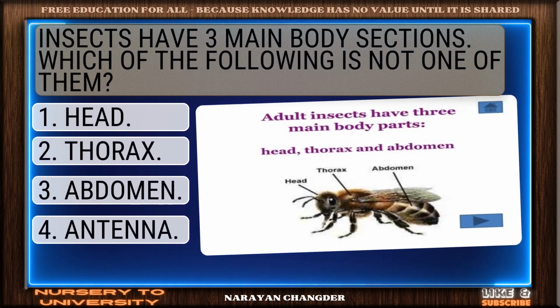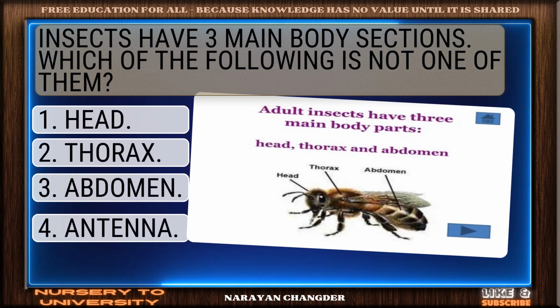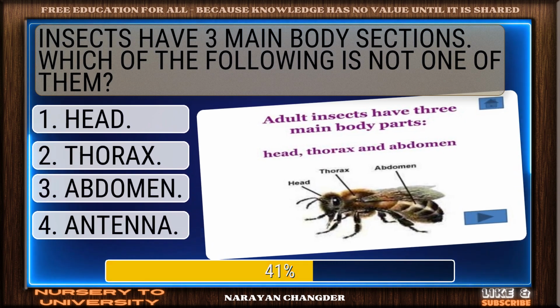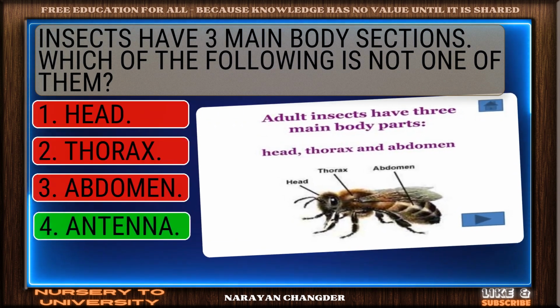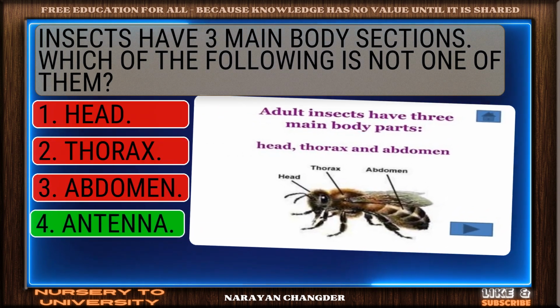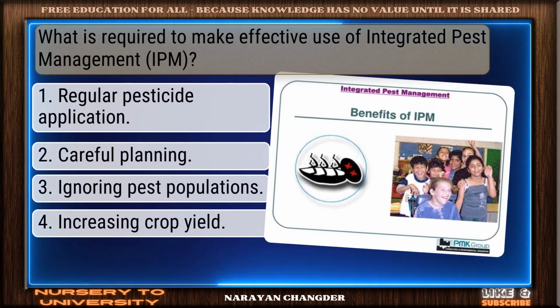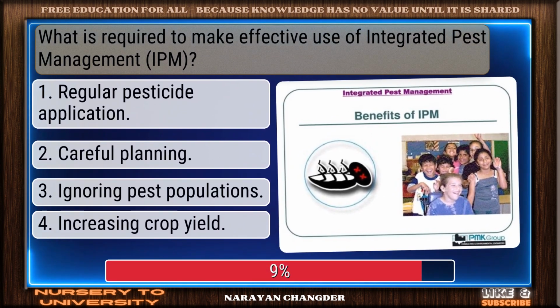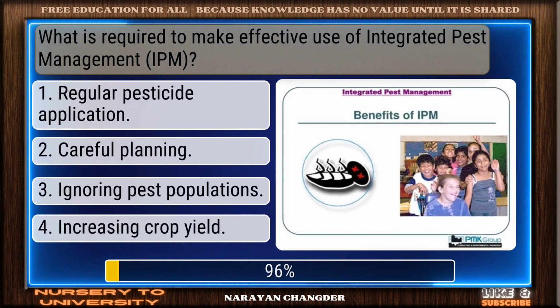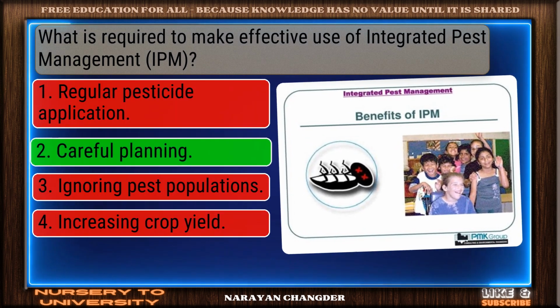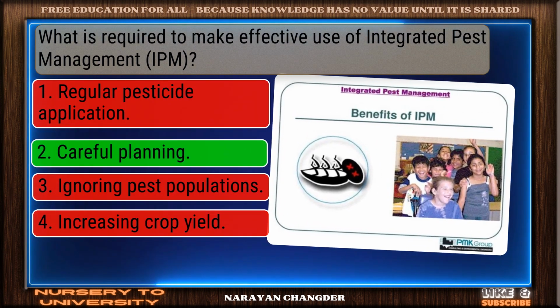Insects have three main body sections. Which of the following is not one of them? Well picked. Antenna is the correct answer. What is required to make effective use of integrated pest management? Correct response. Careful planning is the most accurate answer.